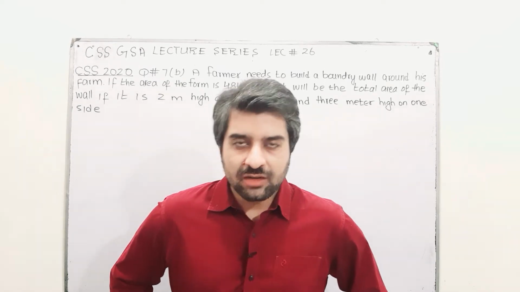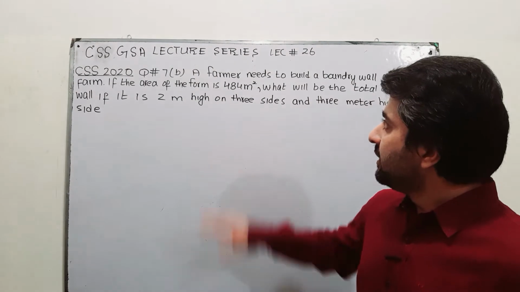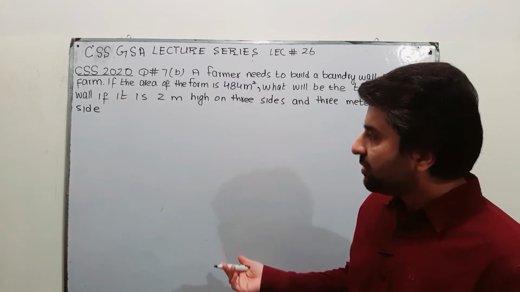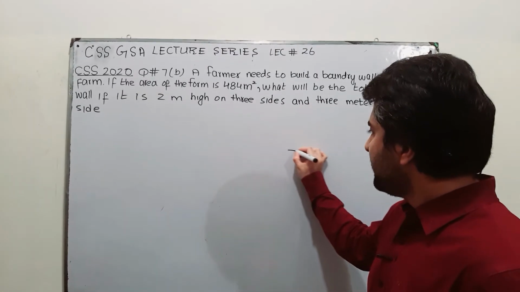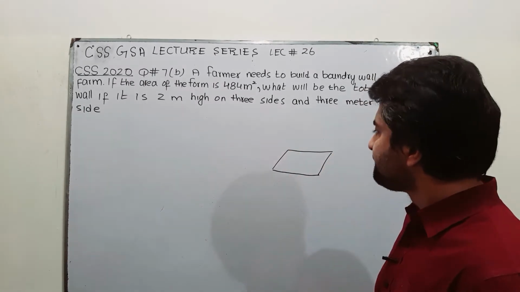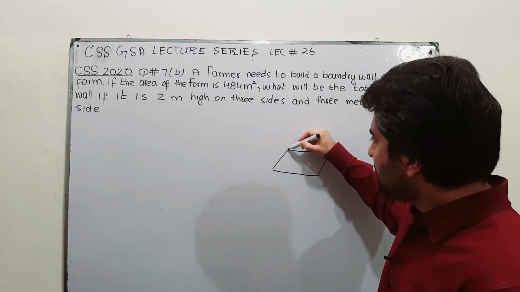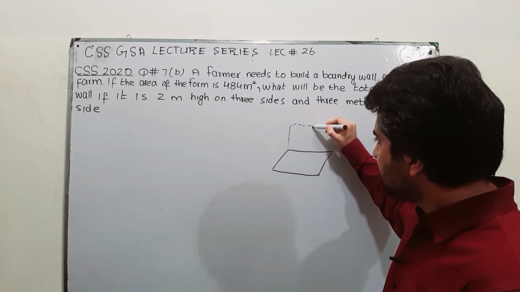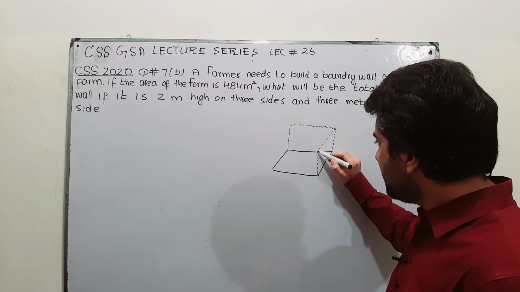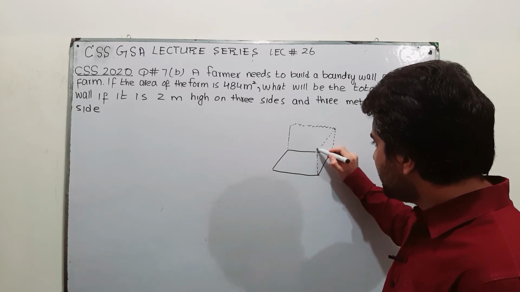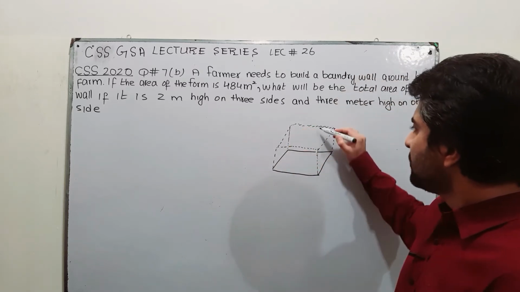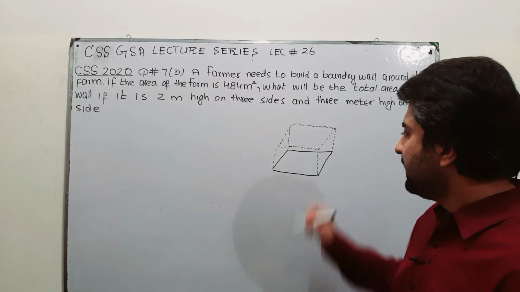So the question is that a farmer needs to build a boundary wall around his farm. There is a farm like this, and the farmer needs to build a boundary wall around it. This is one side of the boundary wall, this may be the second side, then this one is the third side, and here comes the fourth side. So this is the first side, second side, third side, fourth side, and this is a farm.